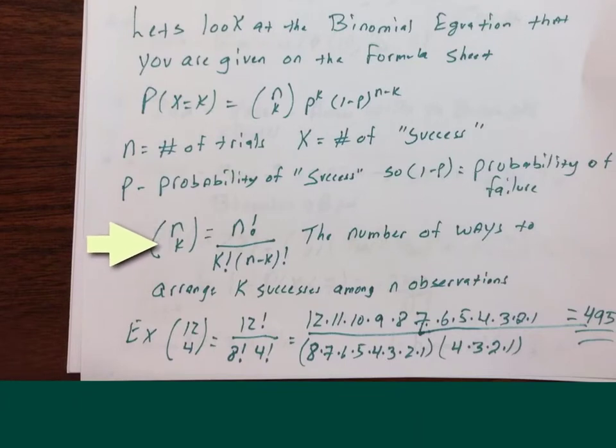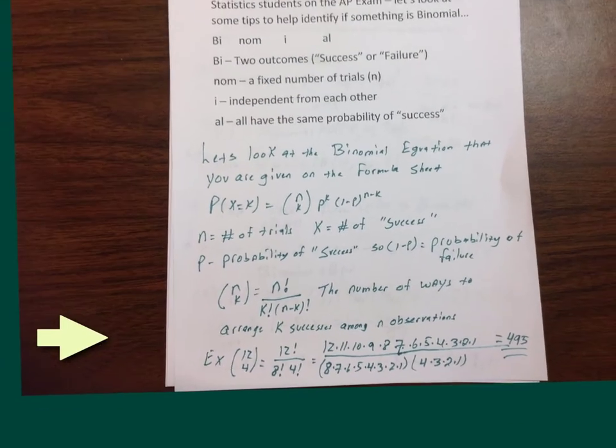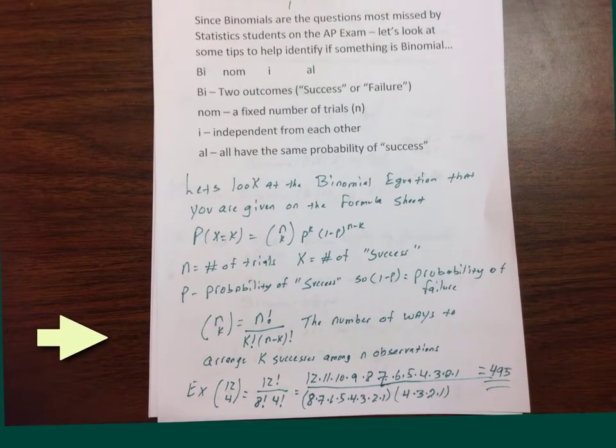Now, what does n choose k mean in combination? That's n factorial over k factorial times n minus k factorial, which is the number of ways to arrange k successes among n observations. What the calculator will do for you, 12 choose 4, is 12 factorial divided by 8 factorial times 4 factorial, and here's the math: 12 times 11 times 10 times 9, yada yada yada, over 8 times 7 all the way to 1 and 4 all the way to 1, which is 495. The cool thing is you really don't have to memorize all that because the calculator is going to do most of the work for you. It's just nice to know what everything looks like.